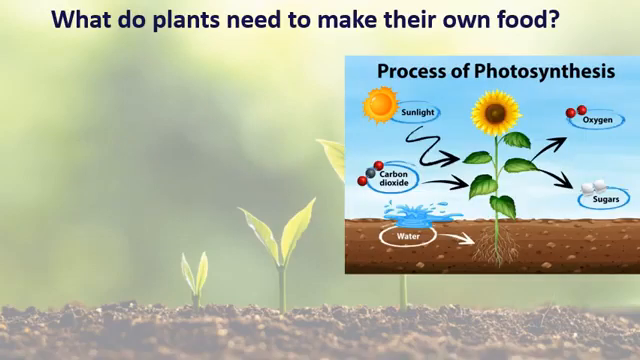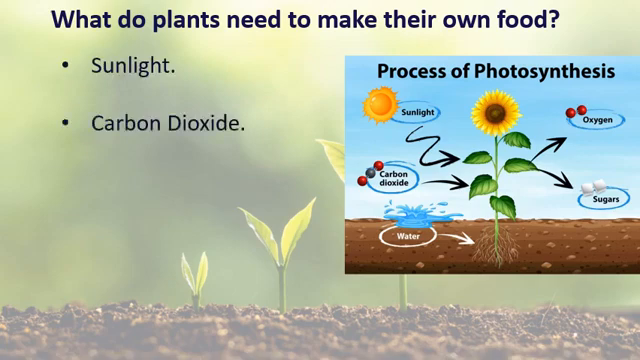As you can see in the photo in front of you, plants need sunlight from the sun, carbon dioxide from the air, and water and salts from the soil. When plants breathe carbon dioxide in, they breathe out oxygen. Plants are the major source of oxygen on Earth and help keep us alive.